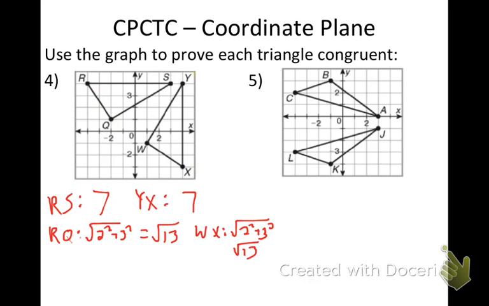Wait, was that a 7 on the side? Is it 2 on RQ? Was that a 7? 3. Oh, it looked like a 3 squared. These triangles are congruent. And then I have QS here. So I'm going to look at QS. If I look at QS here, I'm going to draw my right triangle in.